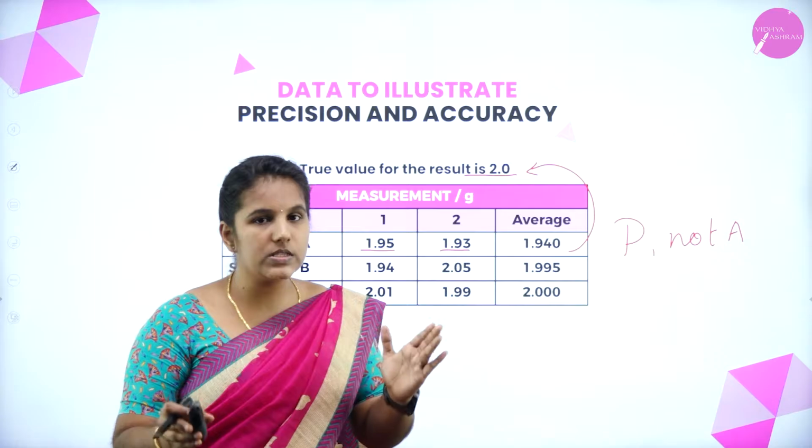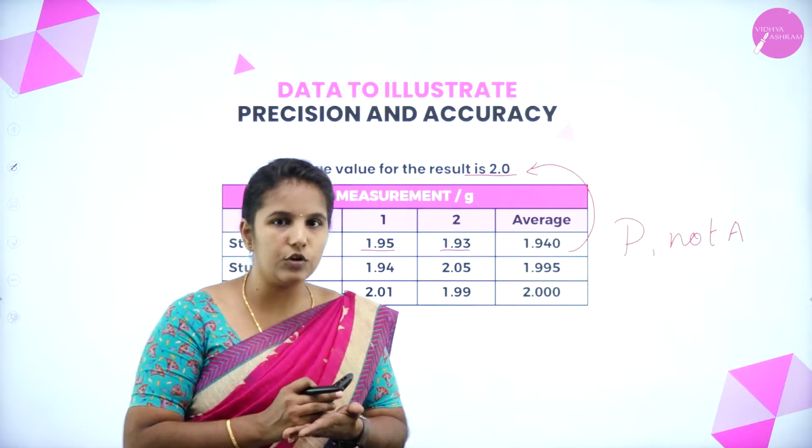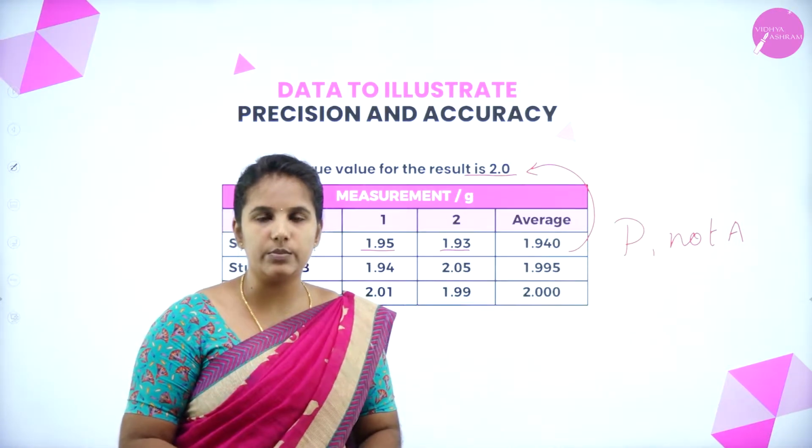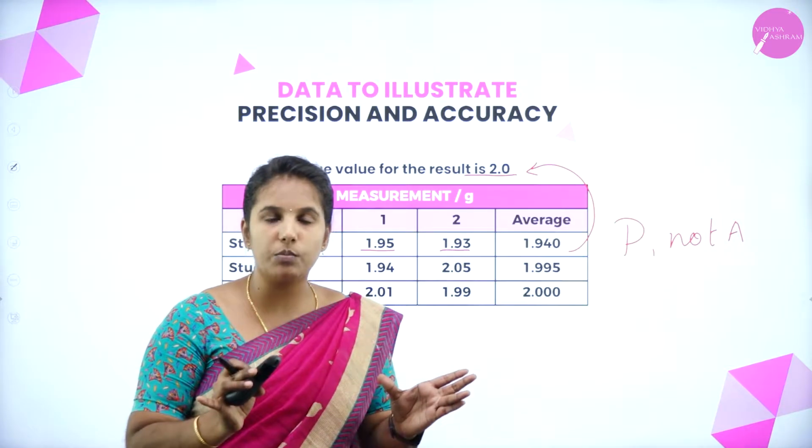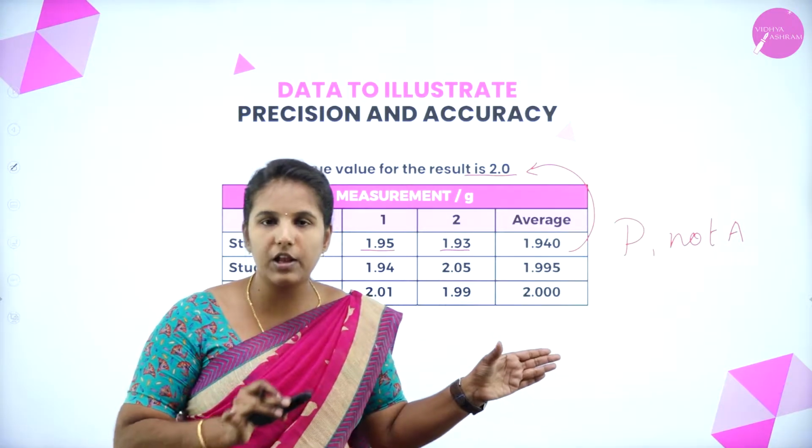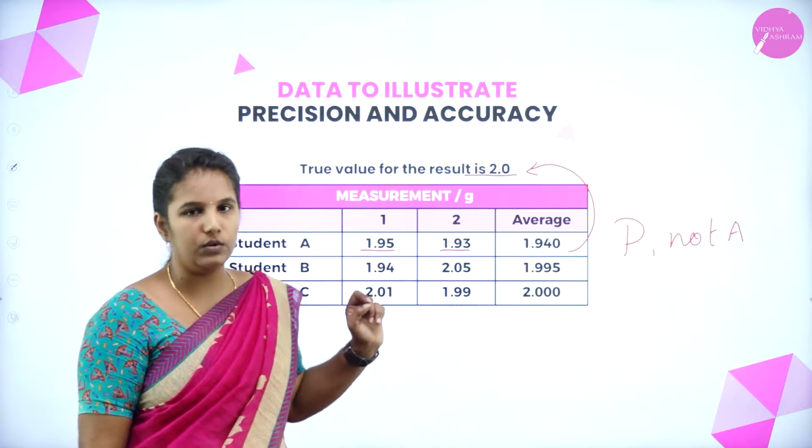So remember, precision is a set of close values obtained from identical measurements, whereas accuracy is obtained from the difference between the mean value and the true value.